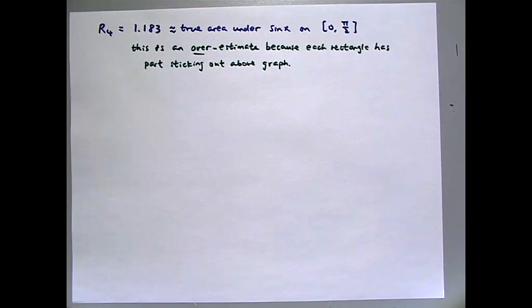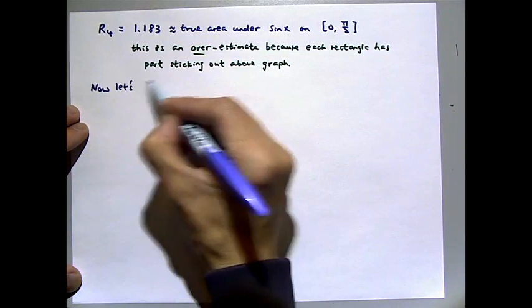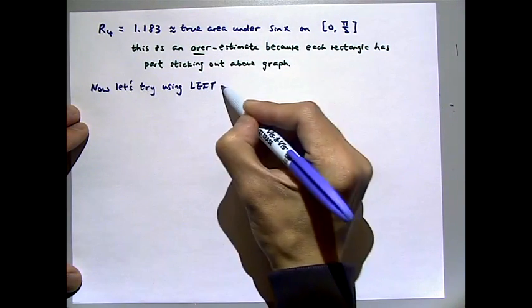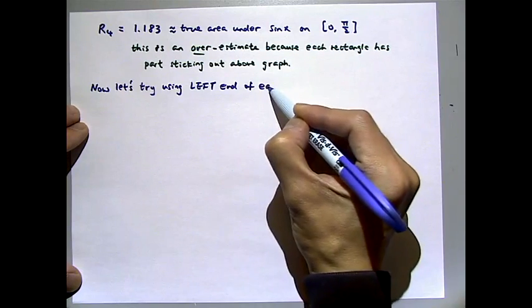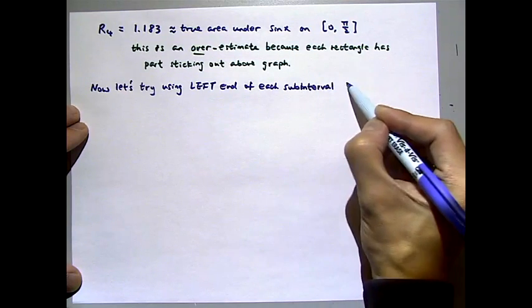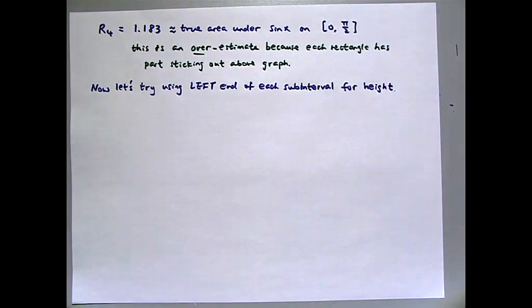All right, let's try a variation of this. This time, let's use the left endpoint of each subinterval to estimate the area. Okay, now let's try using the left end of each subinterval for height. The obvious choices are left and right. There are also more complicated choices like midpoint. We're not going to worry about midpoint. We're just going to worry about left and right.